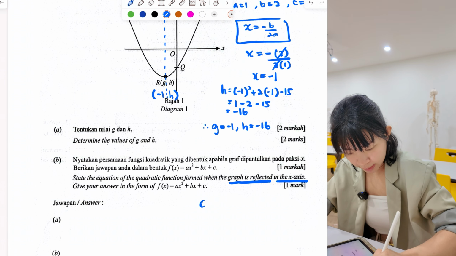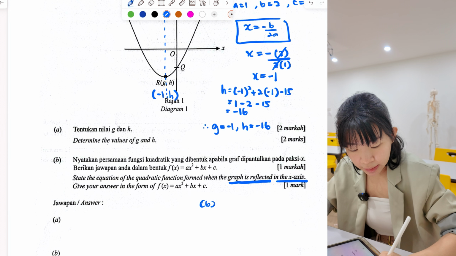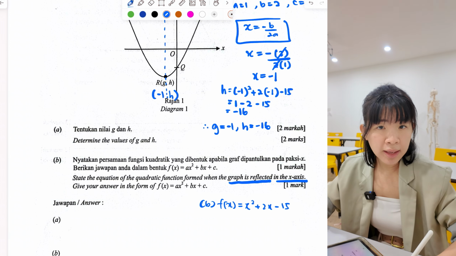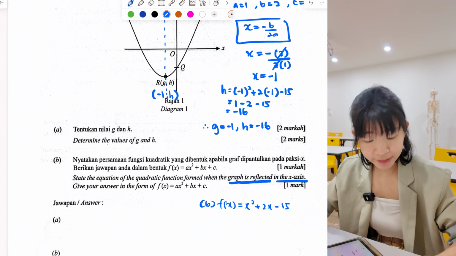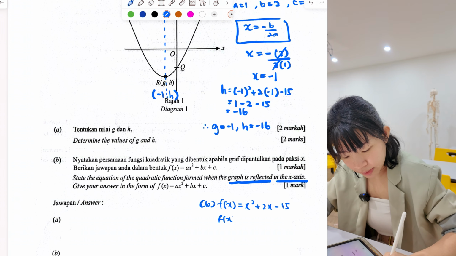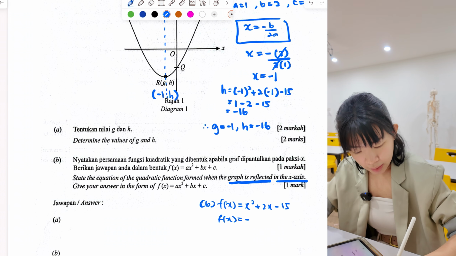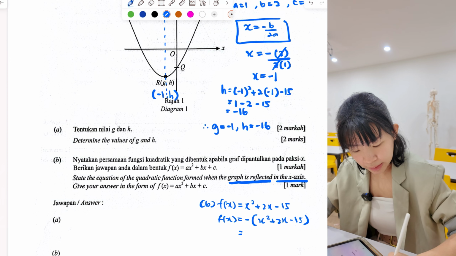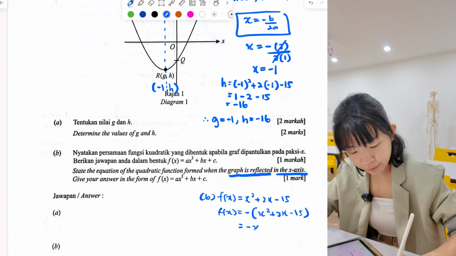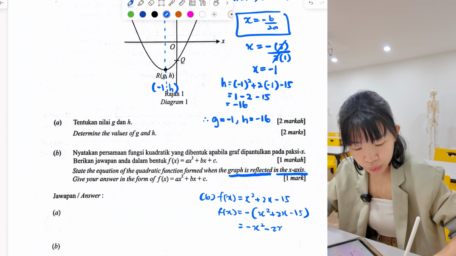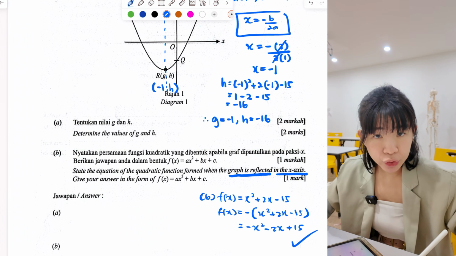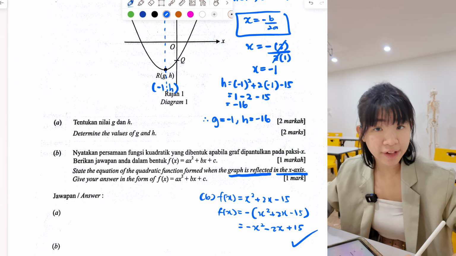okay, so I write here B. The original function is f(x) equals x squared plus 2x minus 15, correct? But now when this graph is reflected, this whole thing will become negative. So at the end, the quadratic function will become negative x squared minus 2x, and negative becomes plus 15. So this is the new quadratic function after reflection.